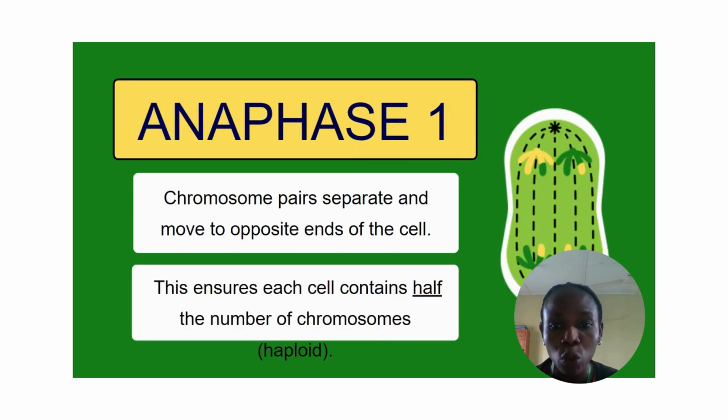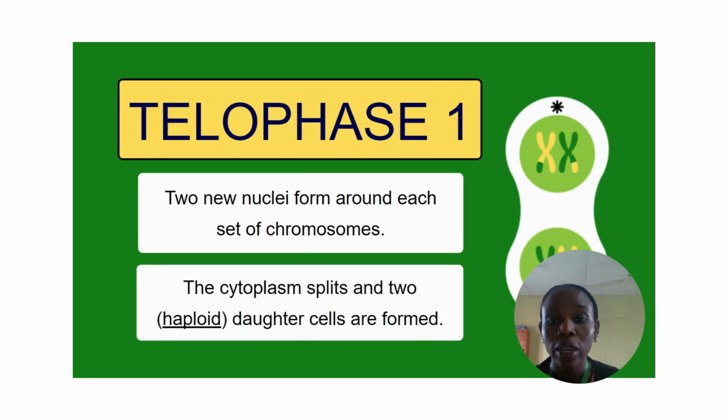That takes us to the anaphase phase one. During the anaphase phase one, all the chromosome pairs separate and are moved to the opposite ends of the cell. The reason they move to the opposite ends of the cell is to ensure that each cell contains half the number of chromosomes. Now, during the telophase phase one, two new nuclei form around each set of chromosomes. Here, the cytoplasm splits and two haploid cells, the daughter cells, are formed. So, at the end of phase one, two daughter cells are produced.